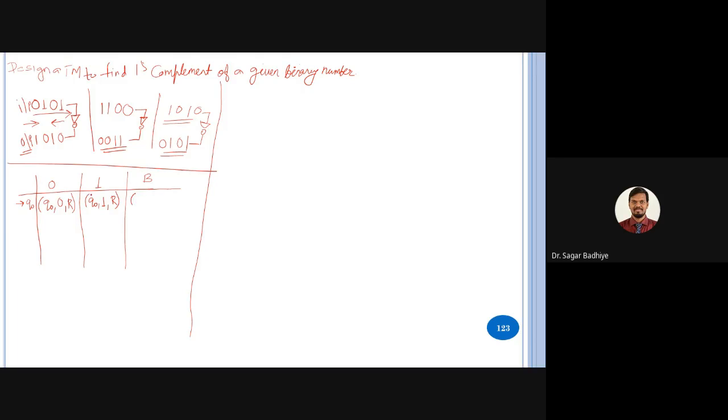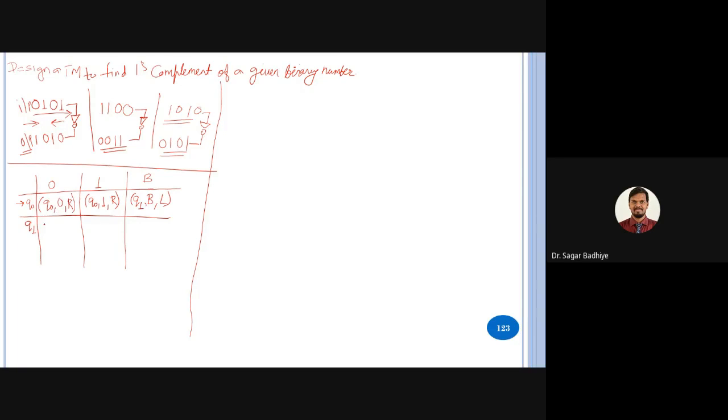Then finally, what would happen at the end? After reading the complete string, the finite control would be pointing to a blank symbol. This would indicate the end of the string. So we would be changing the state from Q0 to Q1 so as to mark the end of the string. Keep this blank as it is, and now we take a left move, right? So this would be for Q0. Then the next state that arises is Q1.